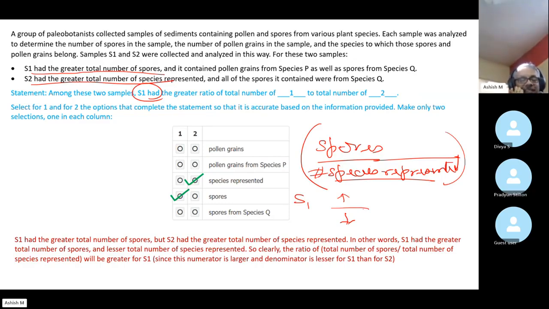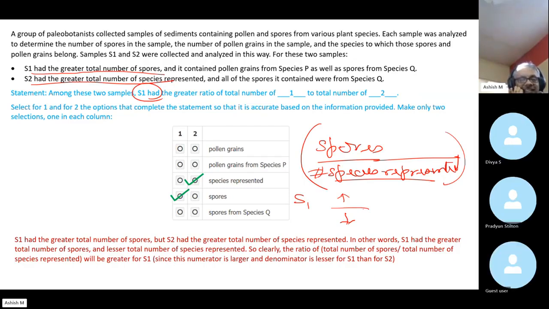Pradhan, this is where I'm having slight difficulty in understanding. How are you comparing in S1 the number of spores and the number of species represented? Exactly. When they're analyzing a sample in itself, if the number of species are more, they should say that S1 had a greater number of species, right? In that case, the way we earlier compared between S1 and S2 is even more vague, right?